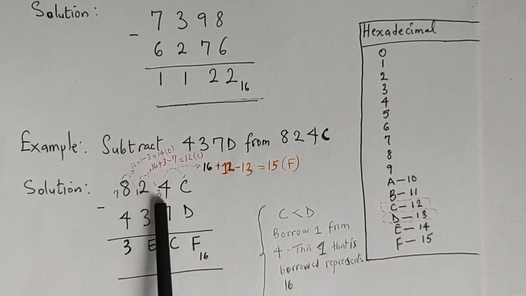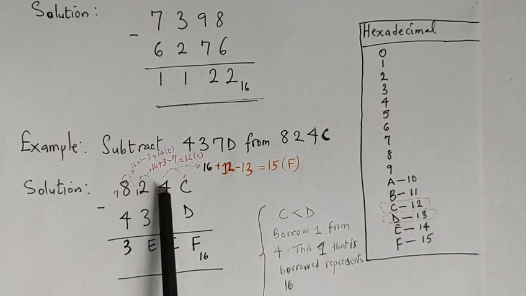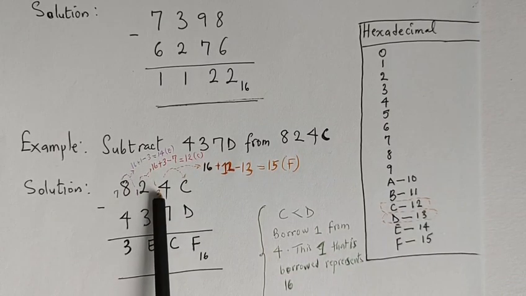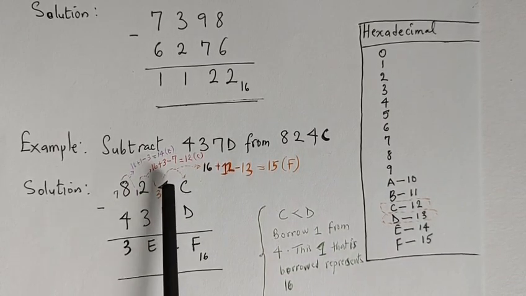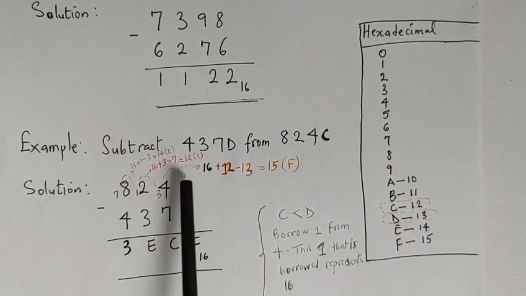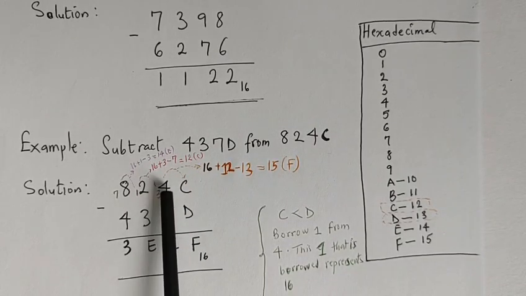Now go to the next column. What is left is 3. No longer 4 because we have already borrowed 1. So we have 3 left. So 3 minus 7. 3 is less than 7.